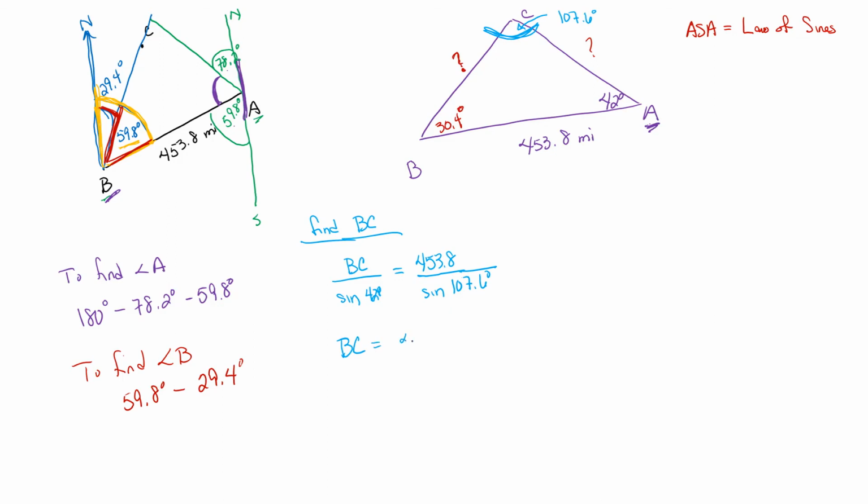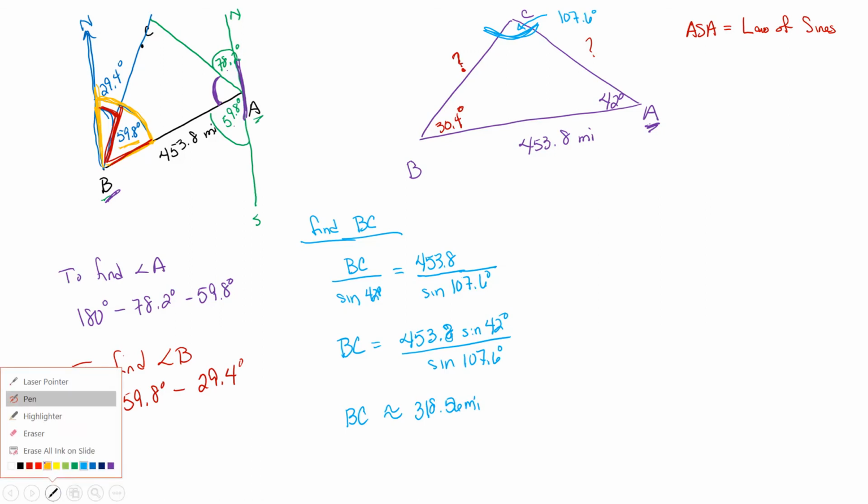Let's do our algebra. Move the sine of 42 degrees to the other side. And again, before you do this, please make certain your calculator is in degree mode. If it's not in degree mode, you're going to get a funny answer. So I have the length from B to C as 318.56 miles. Did you get that same answer? I hope so. All right. Now, I need to find from A to C.